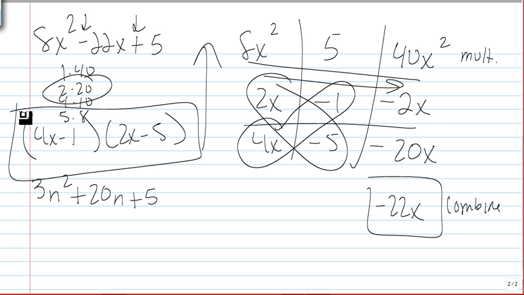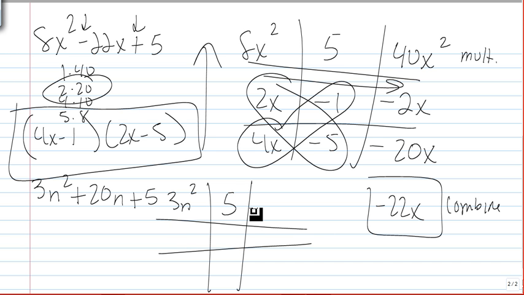Now let's do this last one here. Okay, so let's draw our board. So 3n squared goes here and 5 goes here. So 3n squared times 5 is 15n squared. And both of your signs are positive. So you're looking for two numbers that multiply to 15 and combine to 20. Okay, so there's 1 times 15 and there's 3 times 5. Do either one of those give you 20? No. So whenever we can't factor it, that means that it is prime.